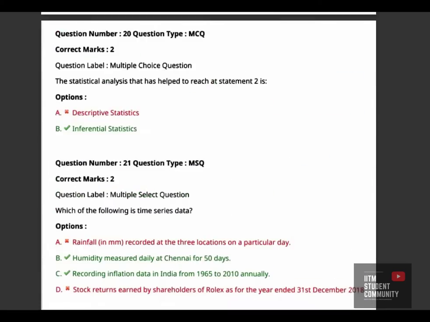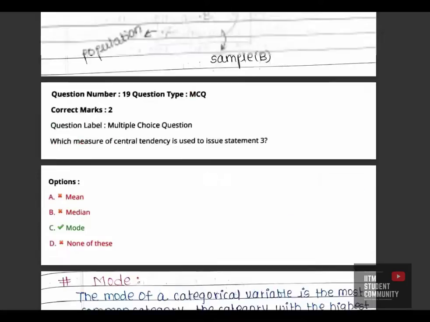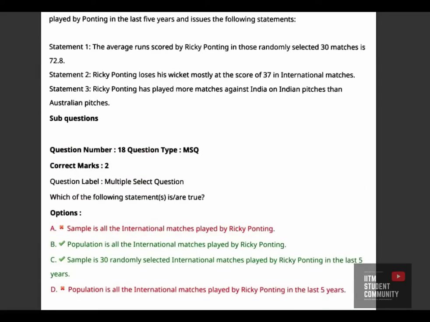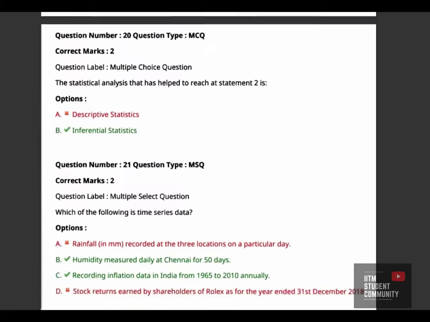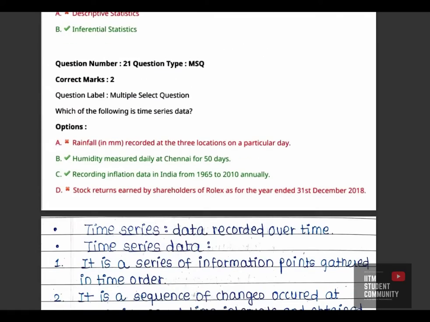Now we'll take a look at statement 2. So here the statement is Ricky Ponting loses his wicket mostly at the score of 37 in international matches. So they have drawn a conclusion from the given data, and it says that he loses his wicket mostly at the score of 37. So they have drawn a conclusion from all the data that was available. So this turns out to be inferential statistics. Moving on to the next question.